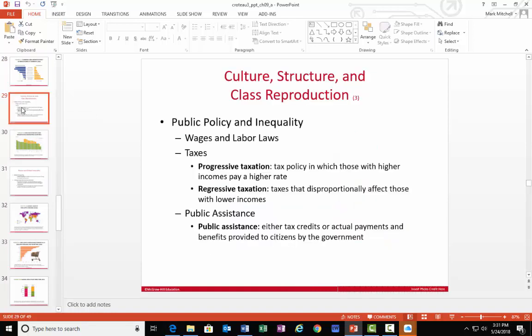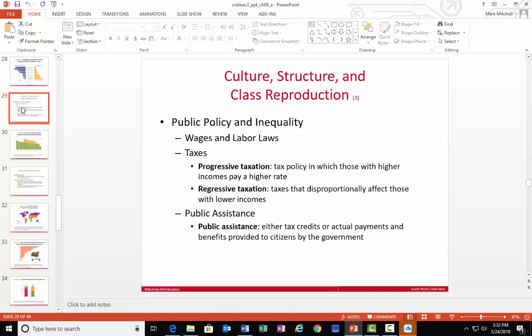When we look at, for example, public policy and inequality, we can look at wage and labor laws, and there's a discussion there about the minimum wage. There's also an interesting slide that we're about to see next that talks about paid vacation days and holidays around the world in different nations, and surprisingly, the United States is at the bottom of that. So it's really kind of shocking in terms of time off and paid holidays that workers can take.